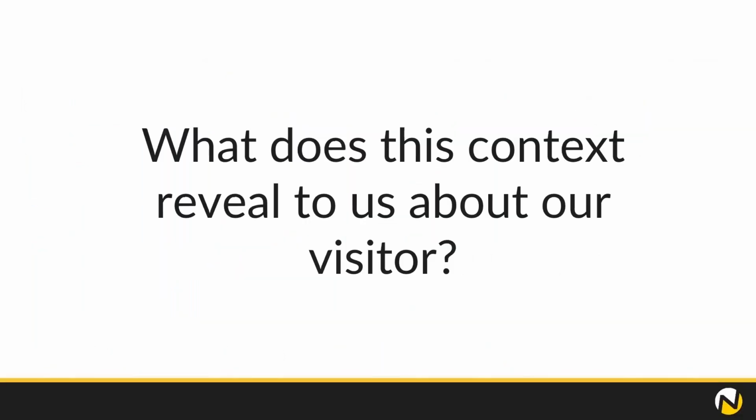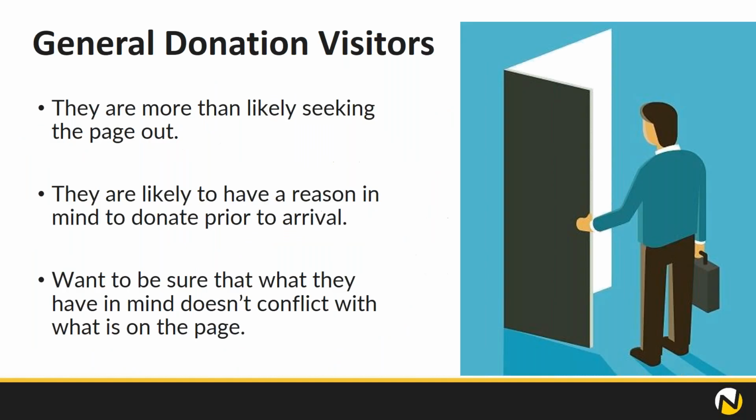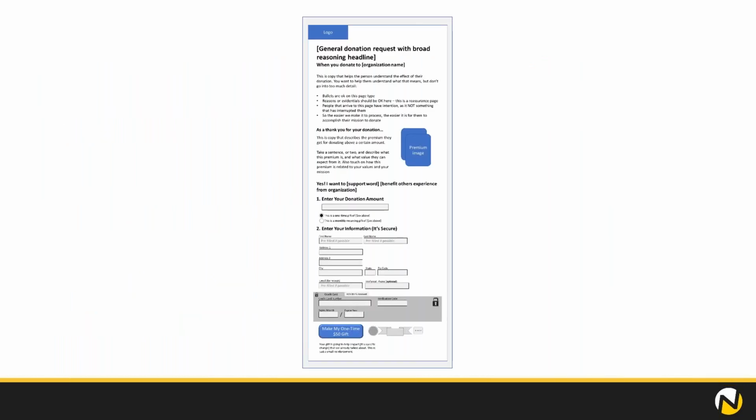So what does this context reveal to us about our visitor? A few things. One, they're more than likely seeking the page out when they come. They probably have a reason in mind to donate, right? And they want to be sure that what they have in mind doesn't conflict with what is on the page. This is a person who is on a mission, that has something in mind, and you kind of want to stay out of their way in some respect, right? Let's think of a different situation, though, because that's not every donation situation, right?